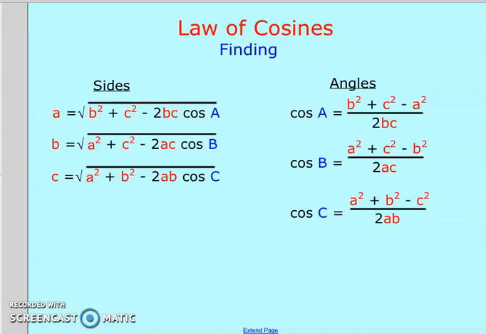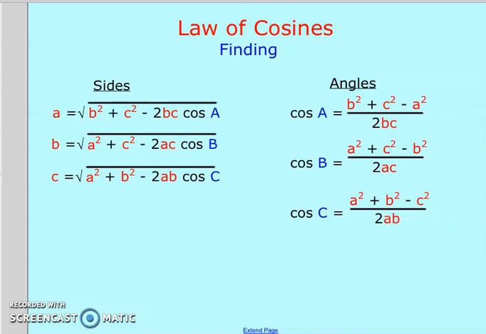Welcome everybody to the law of cosines. We've been looking at right triangle trigonometry, started off with SOHCAHTOA. We did some law of sines, took a look at an ambiguous case, talked about side-side-angle. Today we're going to do the law of cosines.